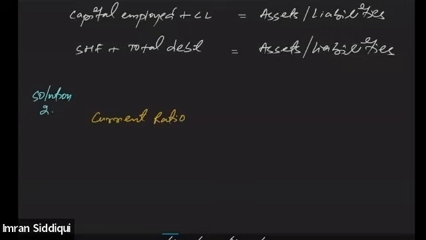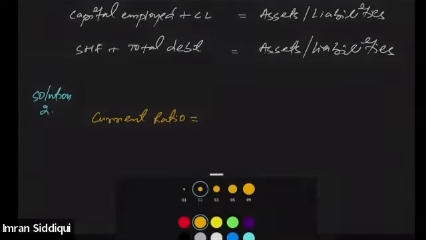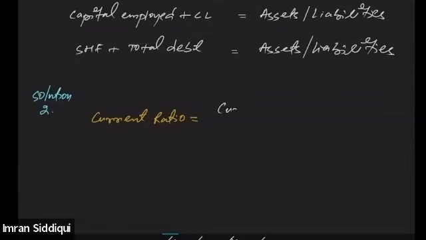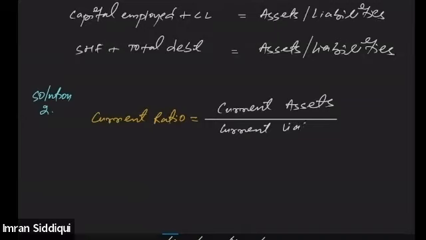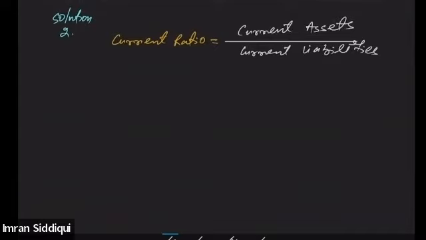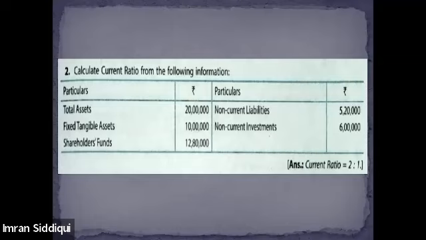equals current asset divided by current liability. Again, in this question, current asset and current liability are not given directly. So, to find out the value of the current asset, we'll be preparing a working note. First of all, we'll find out the value of the current asset.